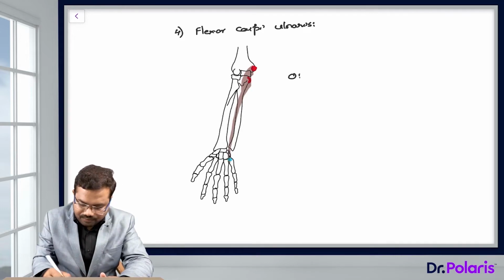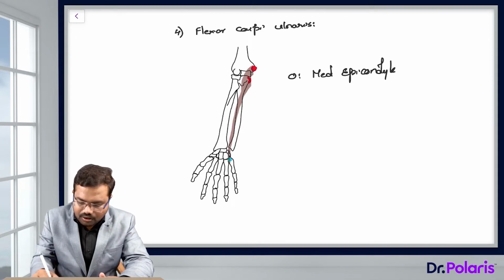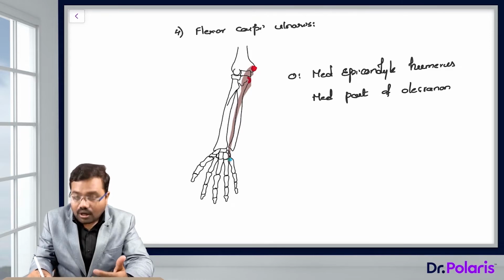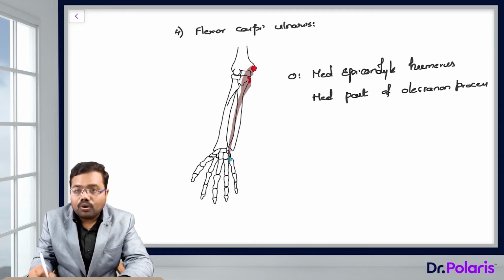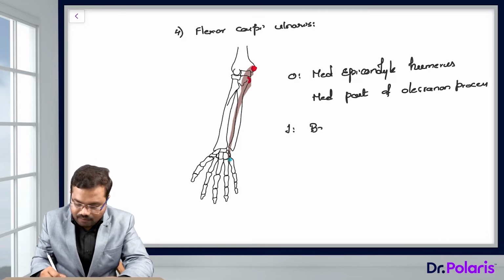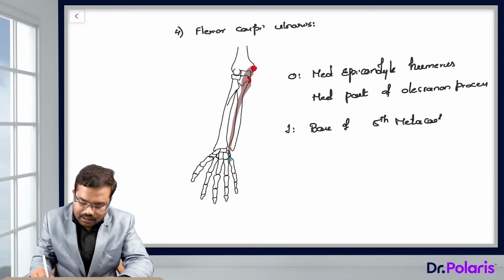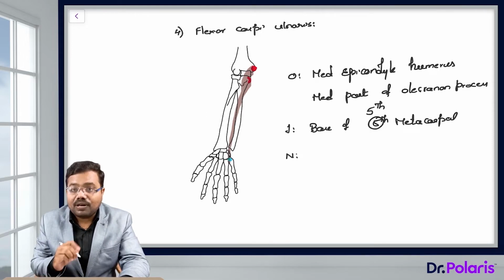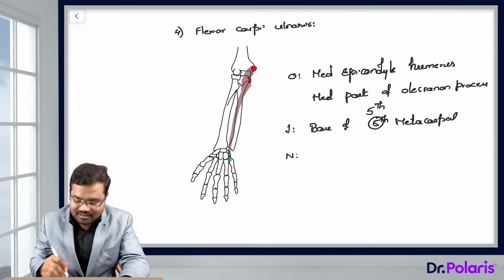So where is the origin? One is the medial epicondyle of the humerus, and the second one is the medial part of the olecranon process. And the olecranon process is a part of the ulna. This is about the origin, and the insertion is at the level of the base of the fifth metacarpal. Fifth metacarpal. It is fifth. And what is the nerve supply? The nerve supply for flexor carpi ulnaris is the ulnar nerve.